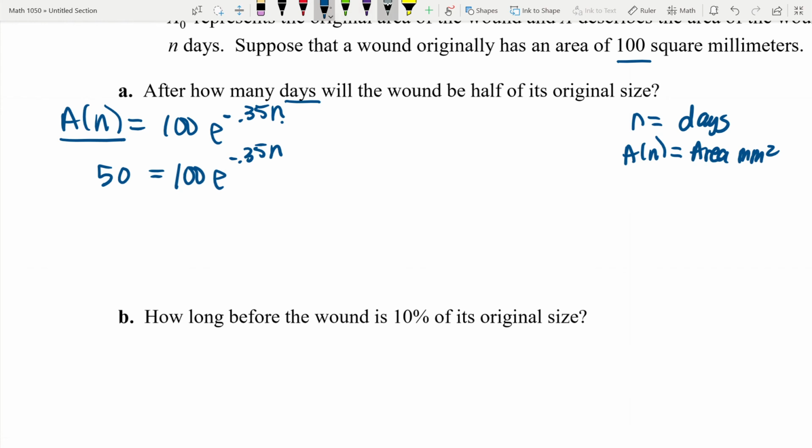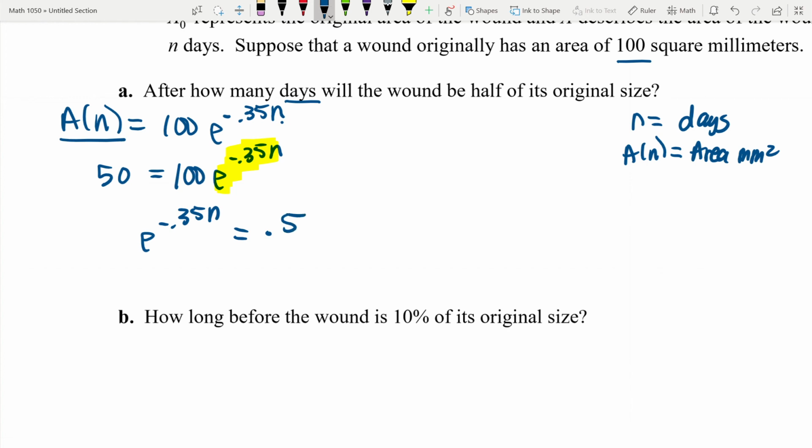Here is my base. Here is my exponent. Give me one more minute. Is there anything else on the right-hand side besides that? Tell me. There's 100, right? Can't be there. It's not part of it. So I have to divide. Don't pack up, okay? Everybody write e to the negative 0.35n is 50 divided by 100, which is 0.5.